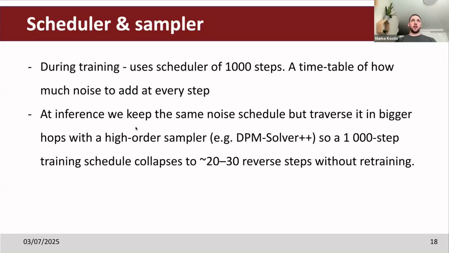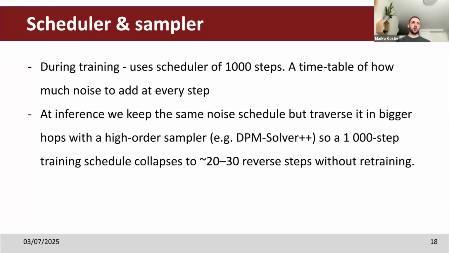Schedule and sampler. So during training, we usually use the linear scheduler. There's also work on the cosine one, but in the latest state-of-the-art papers, they usually use the linear scheduler, which works quite well. And I think we'll focus on that and not go into the cosine scheduler. Basically, this is a timetable of how much noise to add at every time step t.